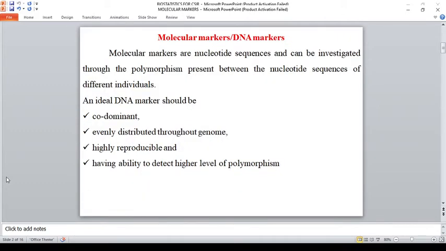So molecular markers are nucleotide sequences, like A, T, G, C, that are investigated for the polymorphism present between the nucleotide sequences of different individuals. Every individual is not the same in their genetic makeup, and that variation is used by the molecular marker. An ideal molecular marker should be codominant, evenly distributed through the genome, have high reproducibility, and be able to detect a high level of polymorphism.